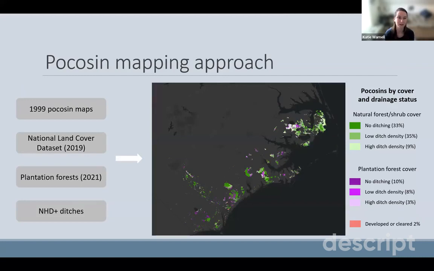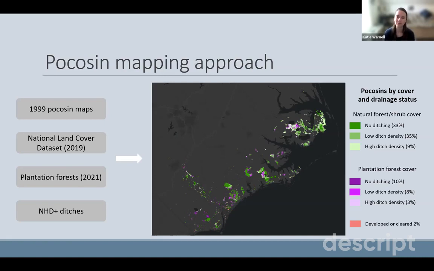So since then, we've started to address some of those questions. We haven't made it all the way through yet, but one thing that we have been able to finish is updating the pocosin maps of where they are and what their current status is. We weren't able to recreate the 1999 methods entirely because they did extensive field work as part of that. And then also many of the data sets that they used to identify pocosin areas haven't been updated all that recently. So instead, we adapted our approach. We used those older maps to define where pocosin areas are. And then we updated the land cover information. We used a new data set that identified plantation forests. And then we used newer hydrology data on ditches to map the current status of those areas.